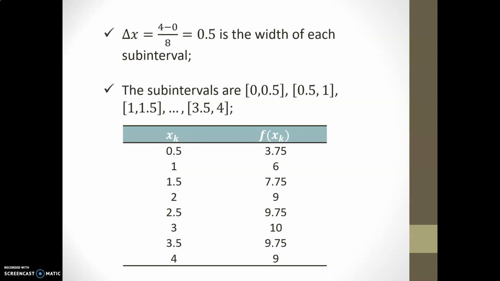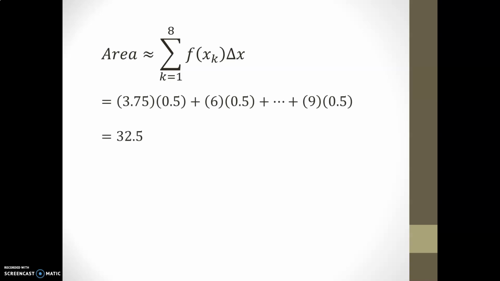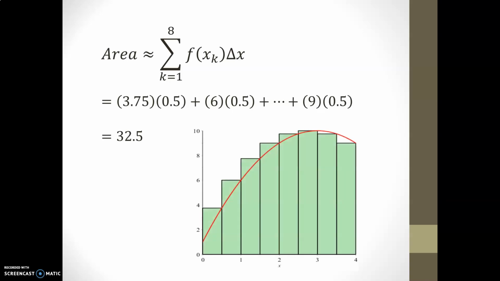So we're set, we have the functions and therefore the rectangle's height, and we know the width of the rectangles is 0.5. So what I've done is I've done the summation of all of these multiplications, and the end result is 32.5. So 32.5 is the estimated area. Here is a picture of what we have just calculated, and you'll agree it's a slightly better approximation than what we had previously with 4 rectangles.